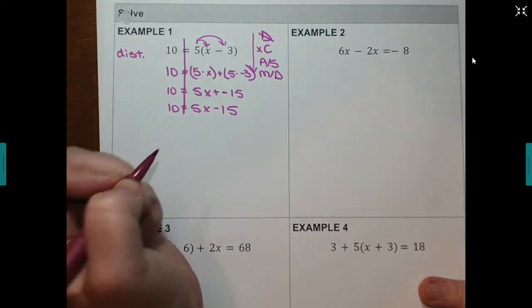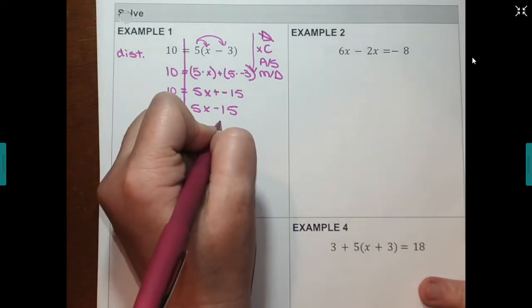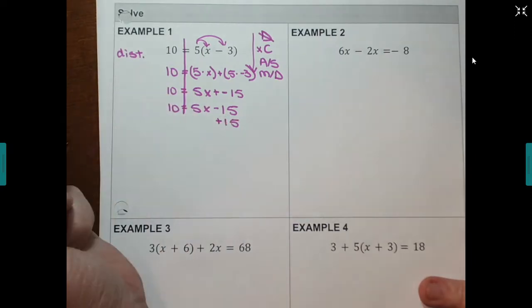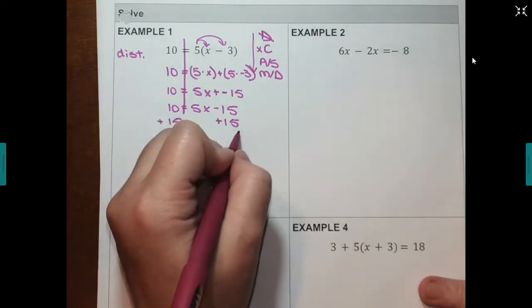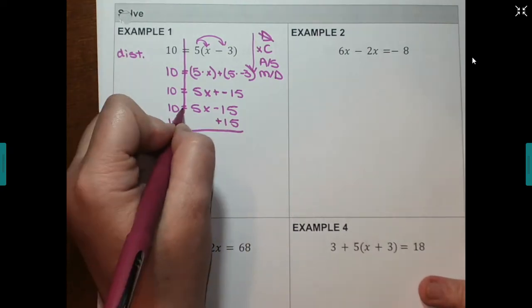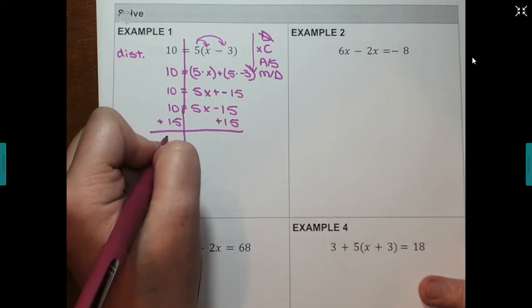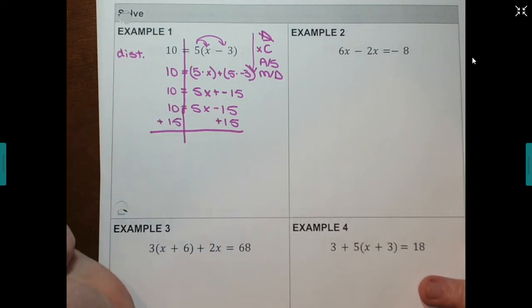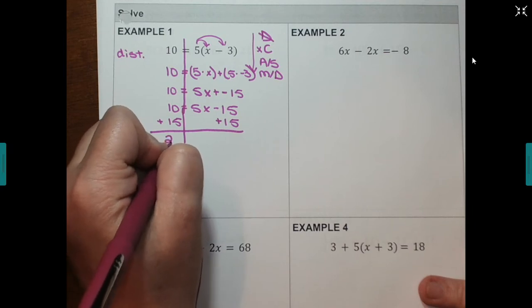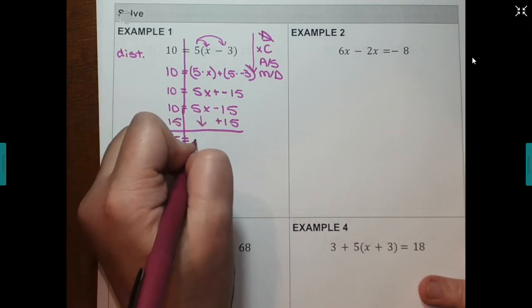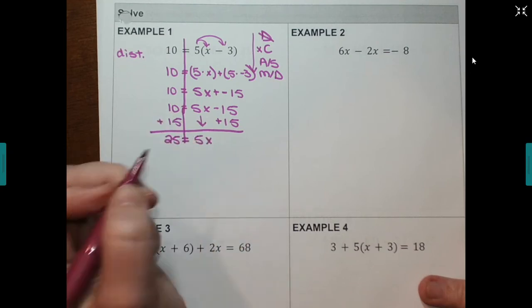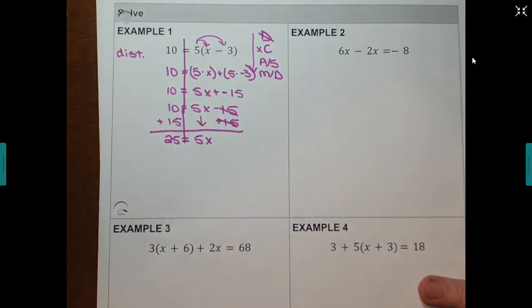I know that I can undo that minus 15 with a plus 15. I do it to that side of my equation. Need to do it to that side. So that gives me 10 plus 15. Great moment for Desmos. 25 equals, my 5x does carry down, and then these two cancel out.